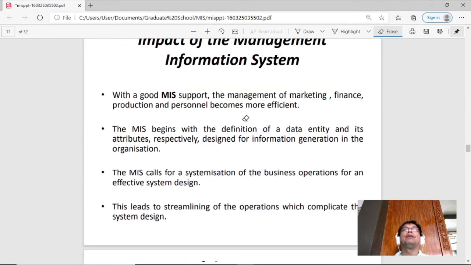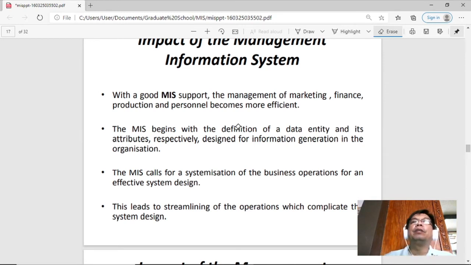Impact of the management information system. With good MIS support, the management of marketing, finance, production, and personnel becomes more efficient. Of course, that's because we have more data, we have more information. So the management becomes more efficient.